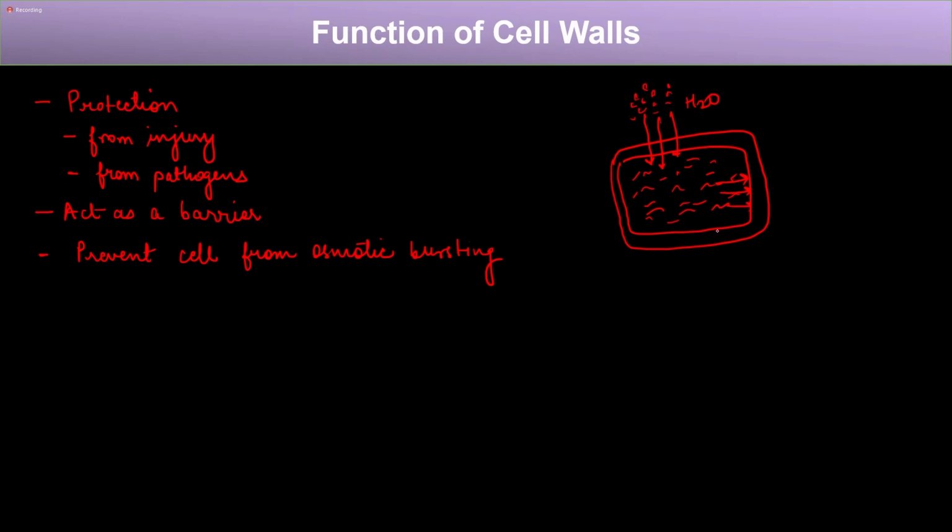But these plasma membranes are not rigid in nature. They are flexible, so the plasma membrane shape can get distorted. It can become something like this, right? But what does the cell wall do? The cell wall maintains this shape and prevents the cell from bursting. In this way, it prevents the cell from osmotic bursting.